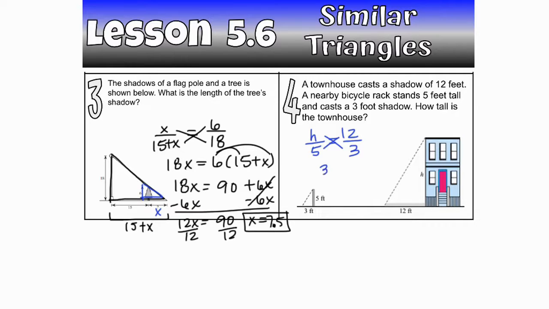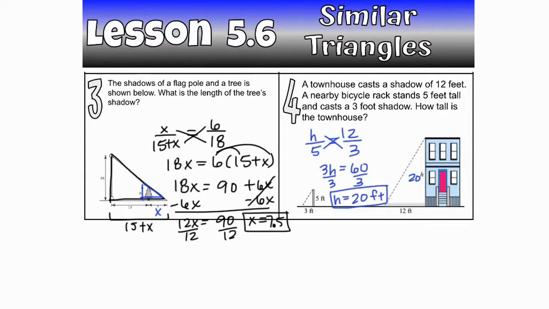So then I'm going to cross multiply here. So I have 3h is equal to 60. And then I divide by 3. And so h is going to be equal to 20. And it's going to be 20 feet. So this is a 20-foot tall townhouse there. And so we knew that it had to be bigger than 12, and it is. So it looks like everything went smoothly there.